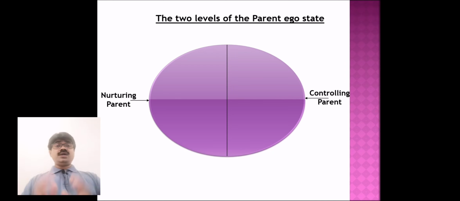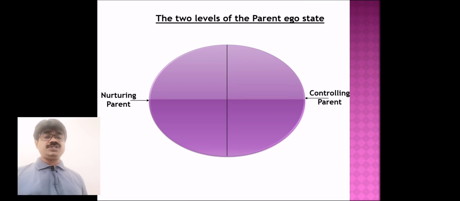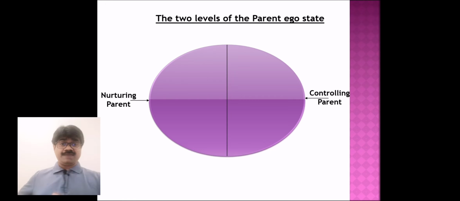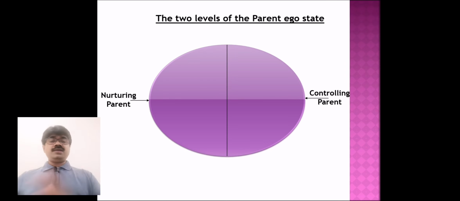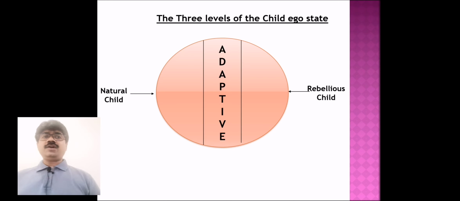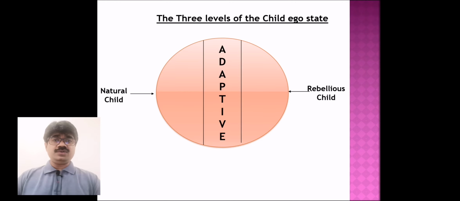So you learn how to be a nurturing parent again from your parent. If you have an experience of being nurtured by your parent or a teacher, there's every chance that you'll also behave like that. So parent ego itself has two types: the nurturing parent ego and the controlling parent ego. Now coming to the child ego, there are three types of child egos usually seen.